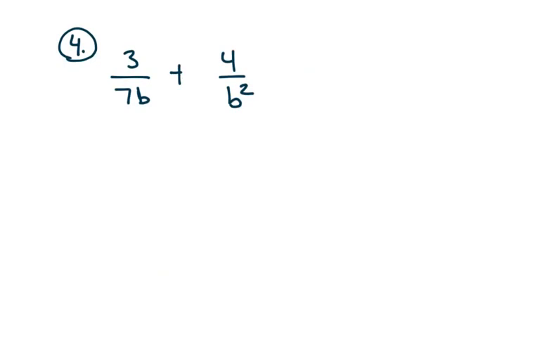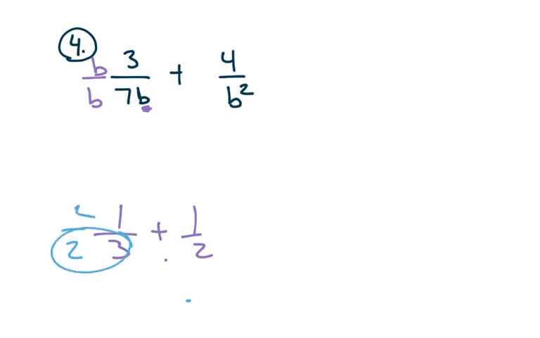Now, when I look at number 4, we see we have a problem here because 7b and b squared do not match up exactly. We need to have a b squared here, so I'm going to need to multiply top and bottom by b over b. In much the same way, if we had fractions like 1/3 plus 1/2, I would have to multiply by 2 over 2 in order to get the denominator to match, and here 3 over 3. So we have to create a situation where the denominators would match.